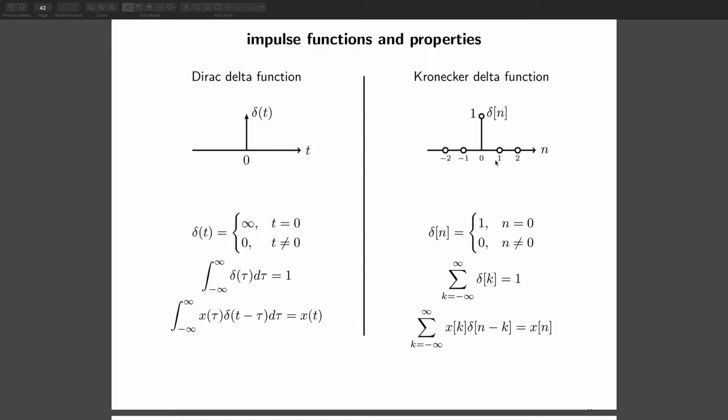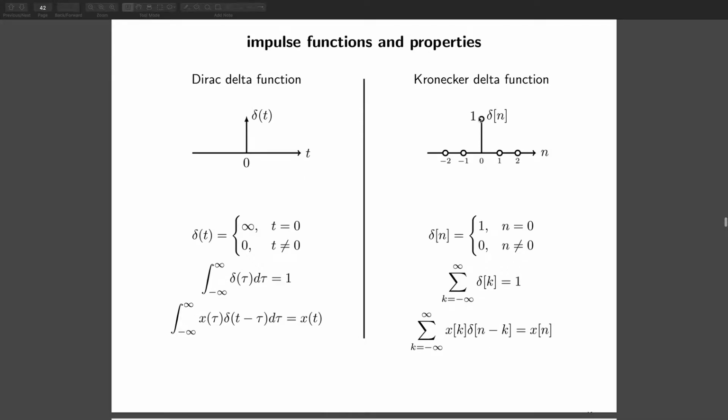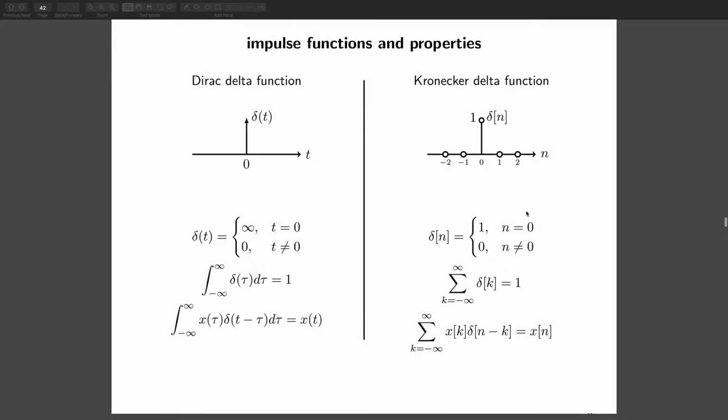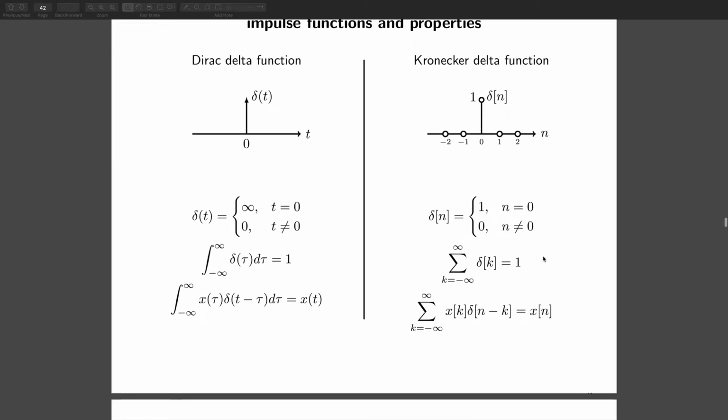The Kronecker delta function is a well-defined sequence of numbers. We don't have to worry about infinite values or things like that. It's a function that is 0 everywhere for all integers except for the integer 0, where it turns on and takes the value 1. You can see that defined here mathematically.